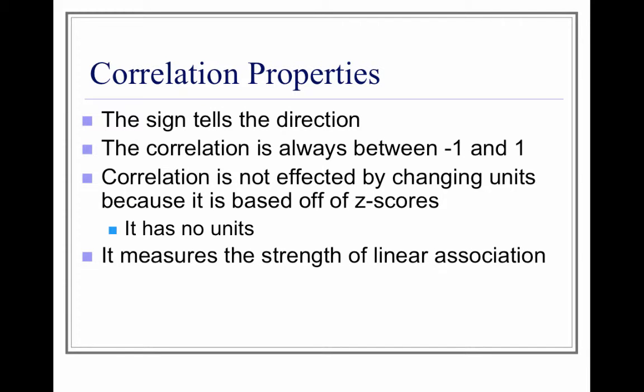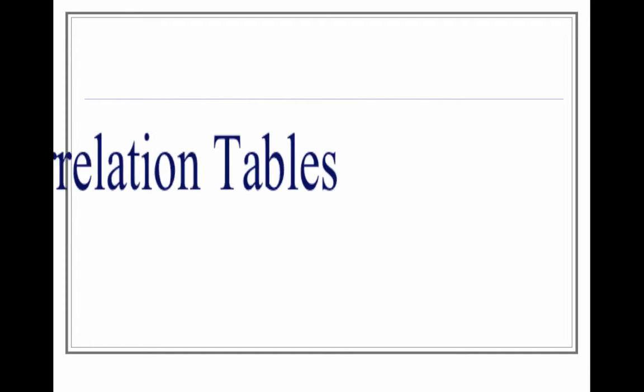It also measures the strength of a linear association. Again, linear being key. It only works if your scatter plot is straight. And it's also sensitive to outliers. So if you are finding the correlation coefficient, you have to find it with and without the outliers.